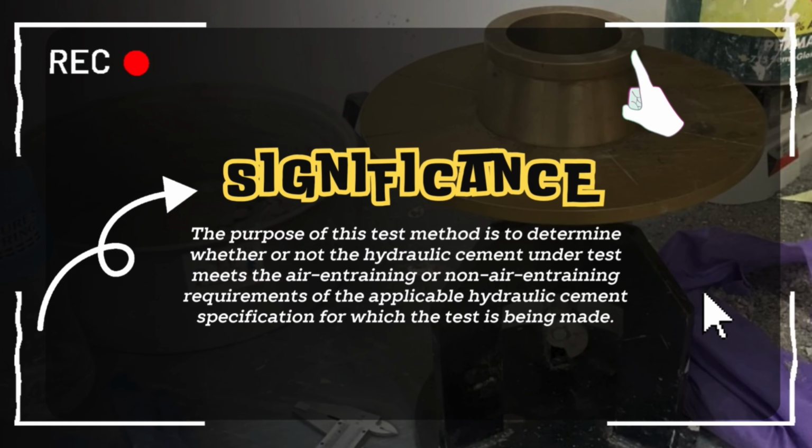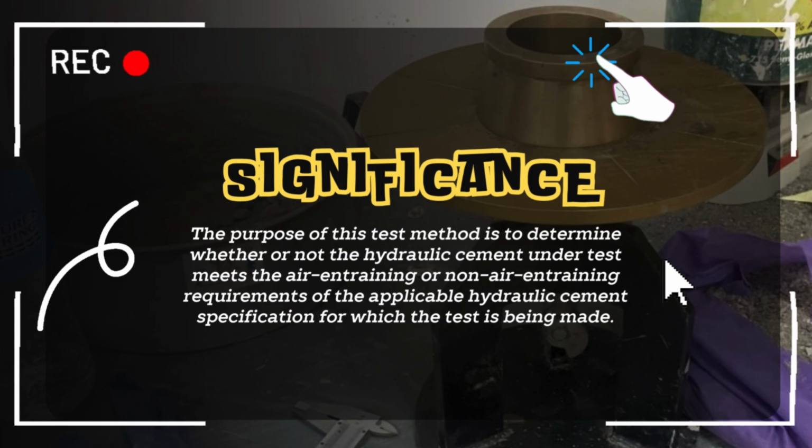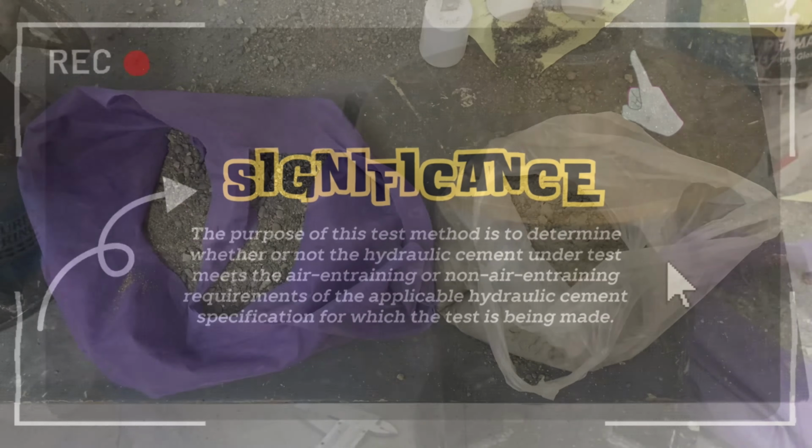The purpose of this test method is to determine whether or not the hydraulic cement under test meets the air-entraining or non-air-entraining requirements of the applicable hydraulic cement specification for which the test is being made.